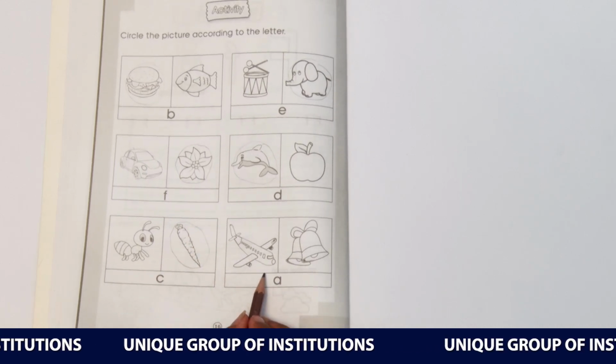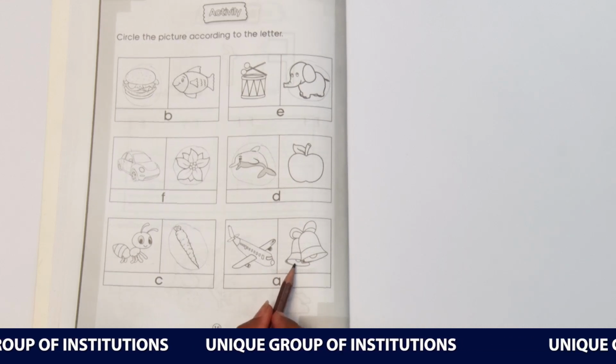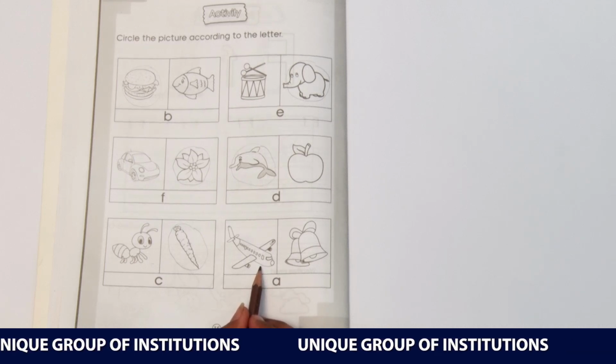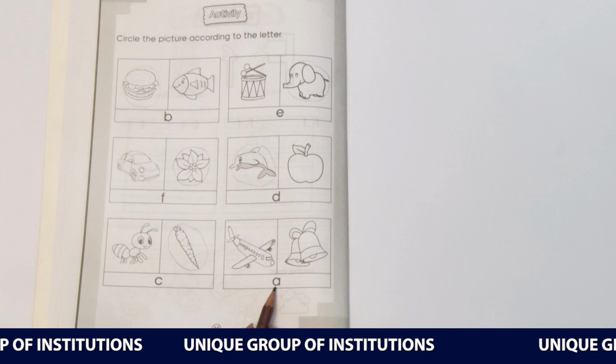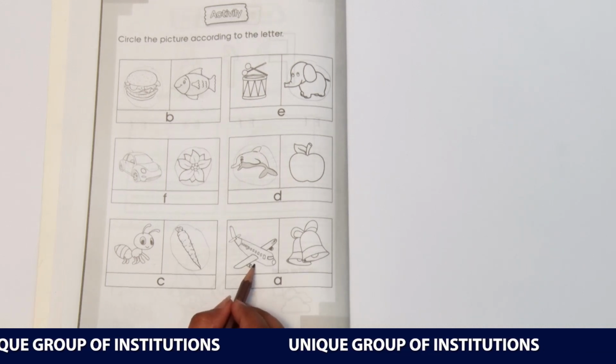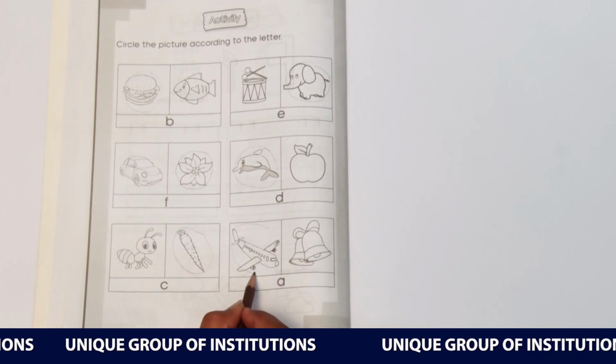Very good. Next we have the picture pair aeroplane and bells. Aeroplane. Wow. The first picture says the letter sound of A. A, aeroplane. Circle this with me.